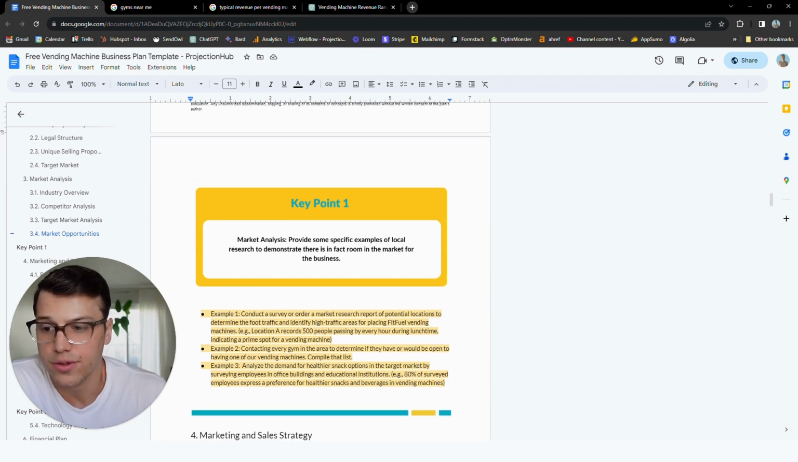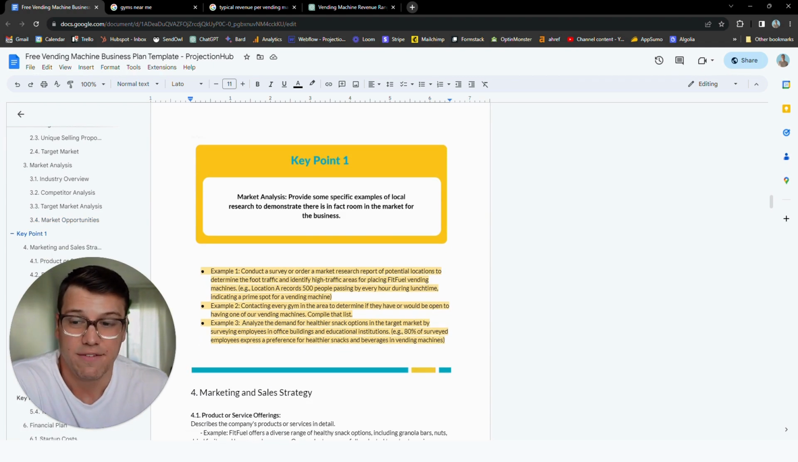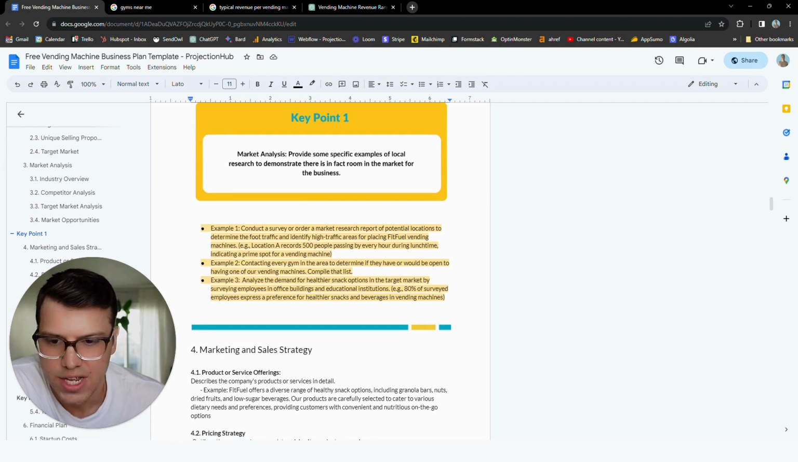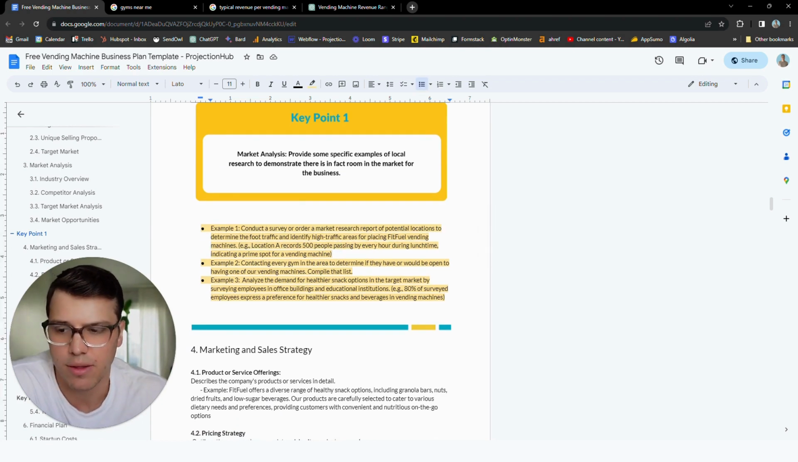You need to outline, and then you've done some tangible research to demonstrate there is room in the market. And if there's maybe not room and it's saturated, then we're going to have to demonstrate what we are going to do to steal some of that market share. So again, you can see some specific examples here, like a survey of potential locations.